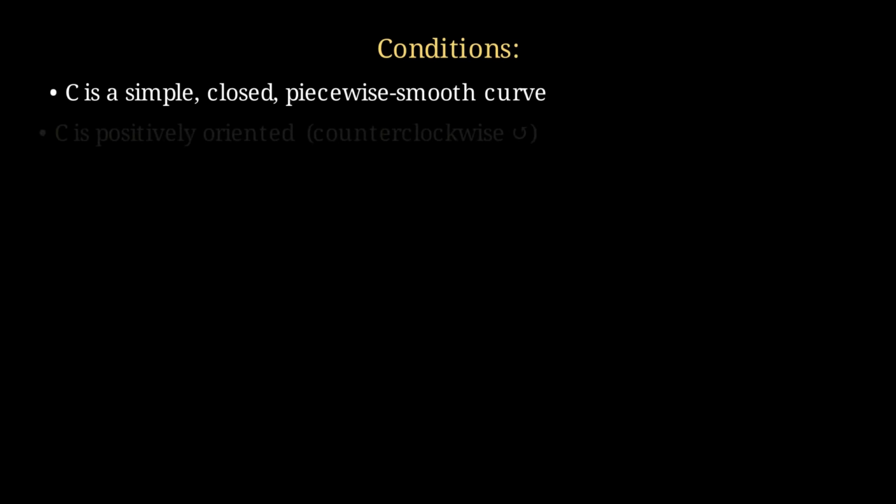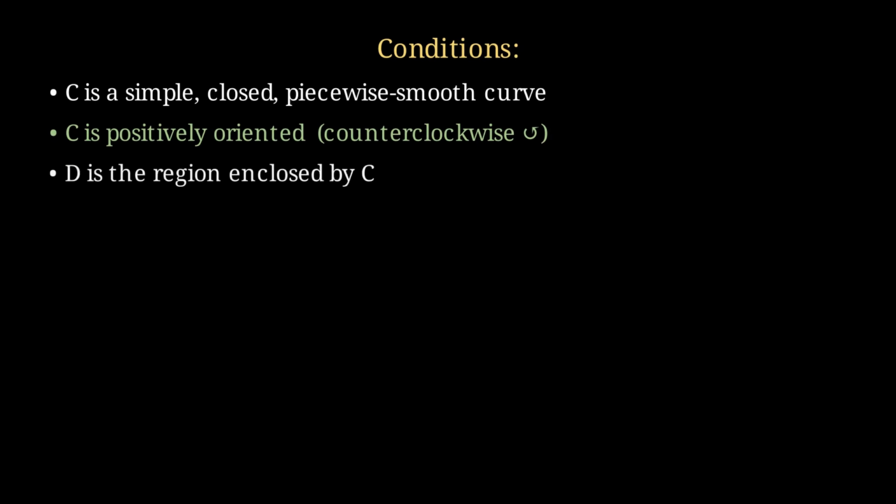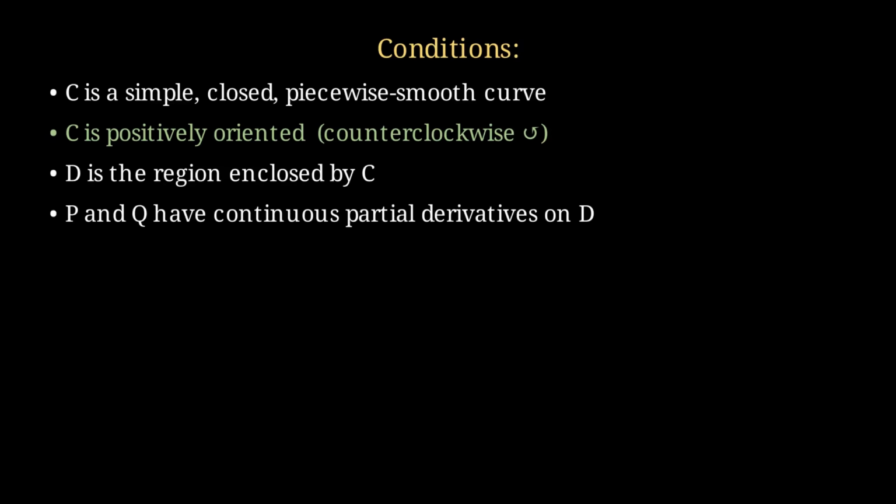Before we write the formula, there are 4 conditions that must be satisfied. Condition 1. C must be a simple, closed, piecewise smooth curve. Condition 2. C must be positively oriented. This is important. If you go clockwise, your answer gets a minus sign. Condition 3. D is the region enclosed by C, the area inside the curve. Condition 4. P and Q must have continuous partial derivatives everywhere inside D.